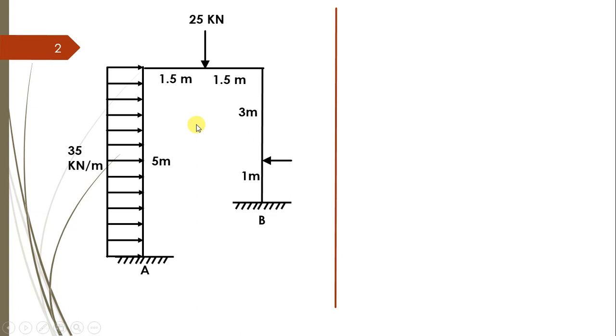So in today's video we are going to analyze this single bay frame of A, B. At A and B fixed support is there. The A span is 5 meter and along B the span is 4 meter, subjected to this UDL and then the point load. So let's begin with that.